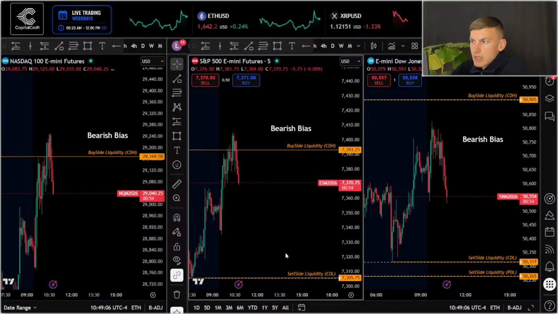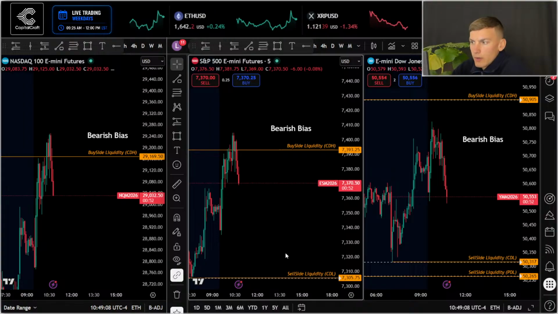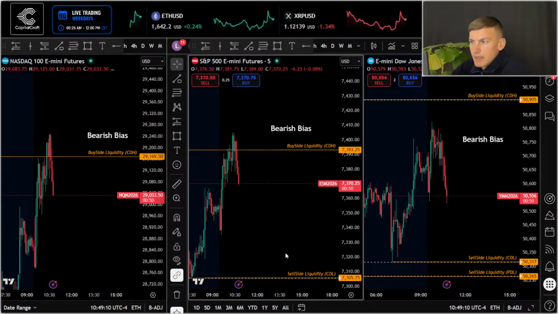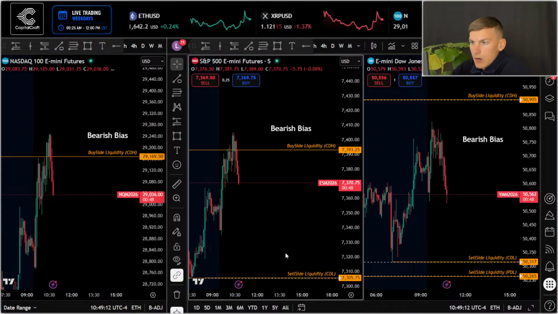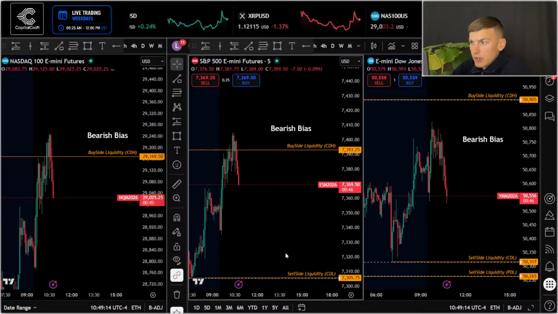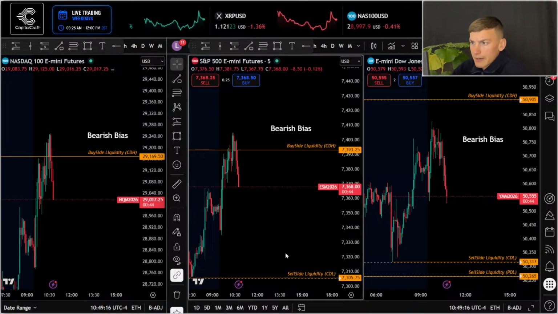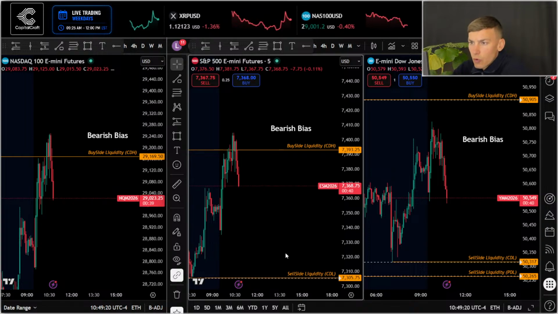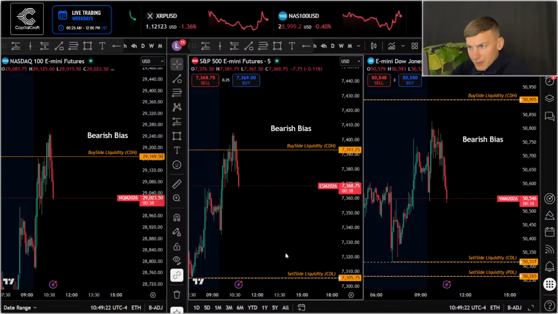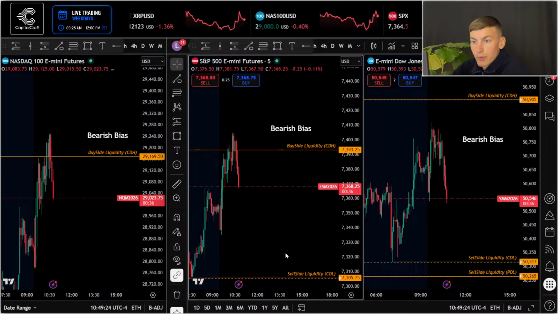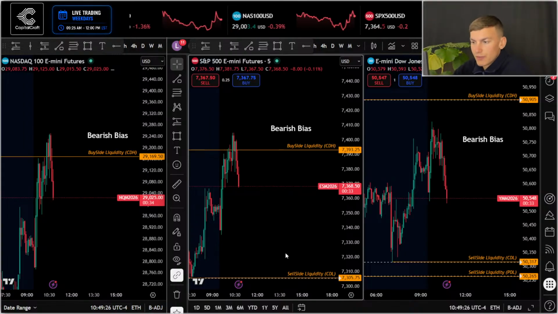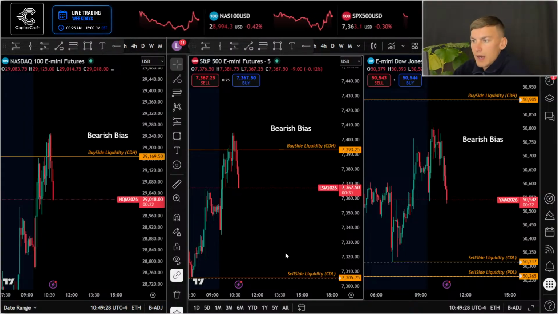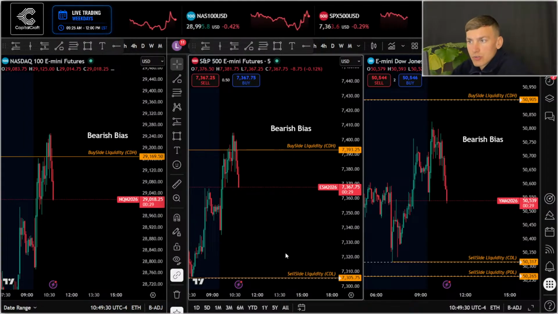So yeah, stay tuned. We are yet to take out any current day liquidity on the Dow, so that is actually a very good point for us to start off with. Like I said, we're just looking for an inefficiency to form now. Preferably it'll be on the 5-minute. We don't have any present, so we need a fresh inefficiency to form, and I will obviously be marking that out as soon as that forms.